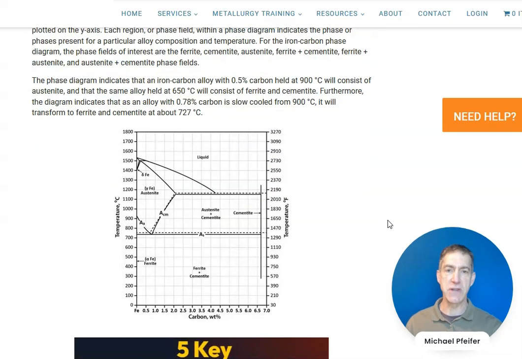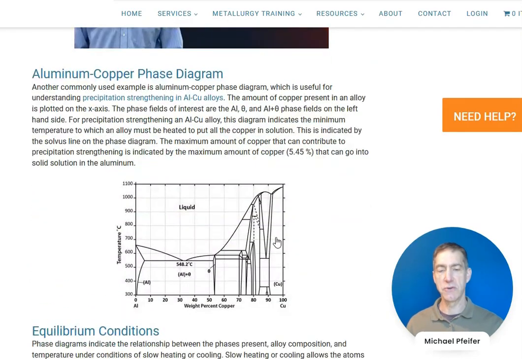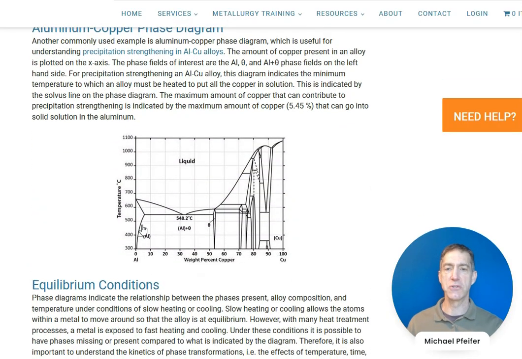A commonly used phase diagram is the iron carbon phase diagram. It shows the temperature versus percent carbon on the x-axis, and we see there are different fields that indicate the phases present for different amounts of carbon and at different temperatures. Another example I have is the aluminum copper phase diagram, which shows the temperature versus the weight percent copper that's been added to aluminum. We're typically concerned with just the left-hand corner of the phase diagram for aluminum copper alloys.